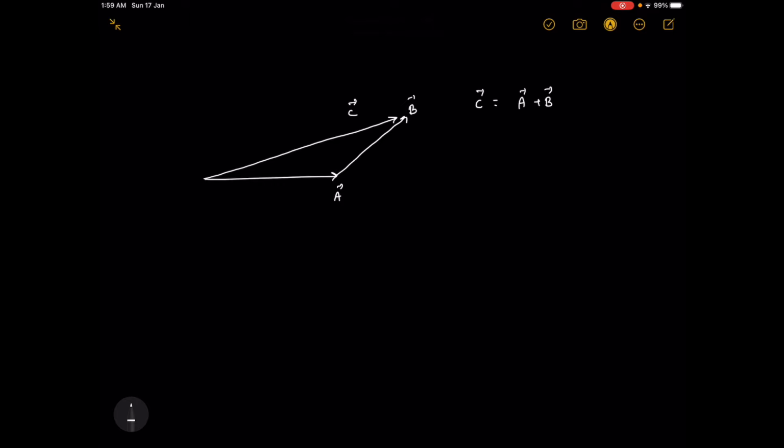But like any other algebraic calculation, we cannot just add the magnitudes of A and B. The calculation for C is a bit different. So let us try and calculate what will be the magnitude of C in terms of A and B. In order to do that, first we have to know what is the angle between A and B.